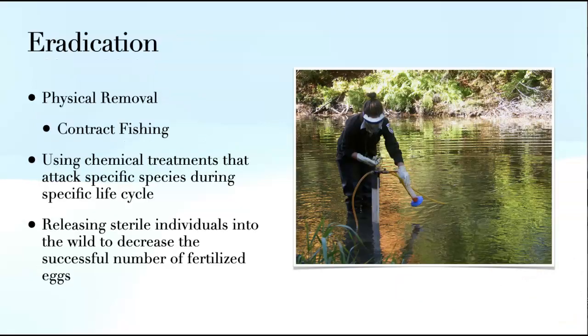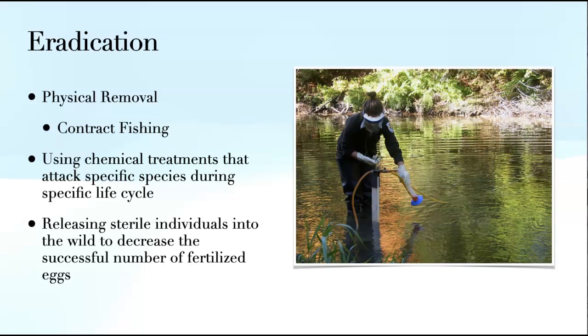The first thing that we can do to get rid of them is through physical removal, and one way of doing this is through contract fishing. When looking at lampreys specifically, they use chemical treatments that attack the individuals during their larval life cycle. Another way is through the release of sterile individuals into the wild, which decreases the number of fertilized eggs.